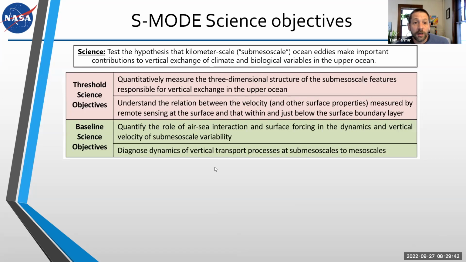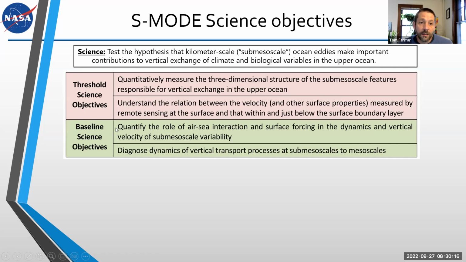So there are several formal science objectives for S-MODE. One is to measure the 3D structure of sub-mesoscale features. Another is to understand the relation between velocity that's measured by remote sensing compared to the velocity measured just below the surface. And we've done a lot of work on this second goal in the pilot campaign.